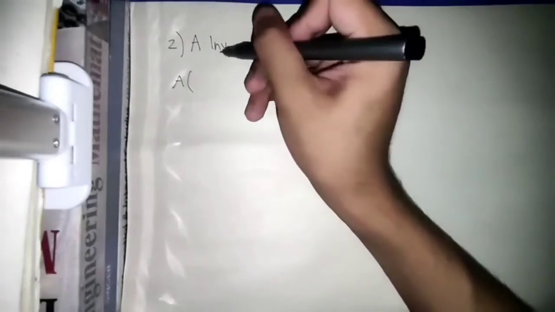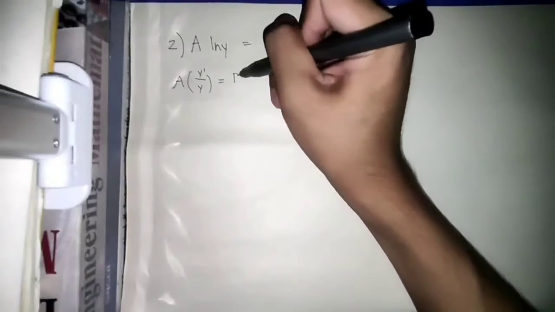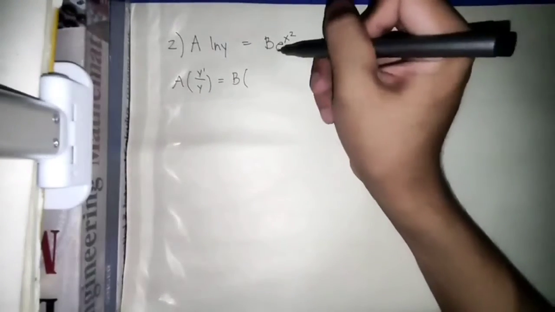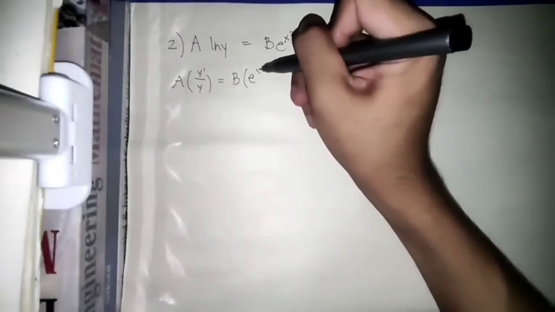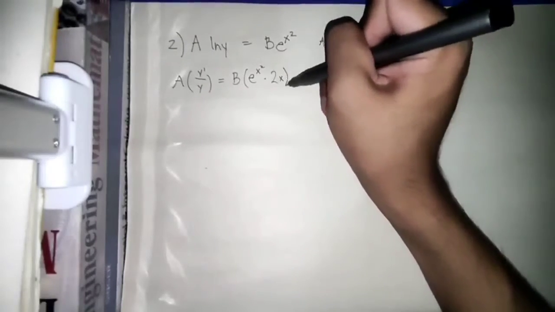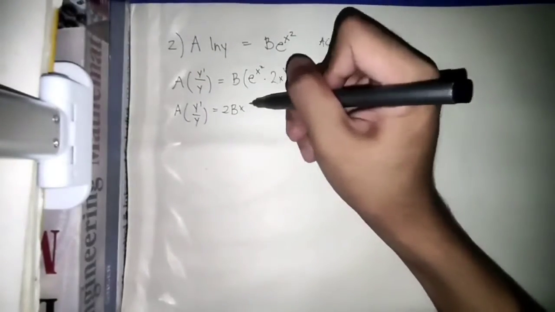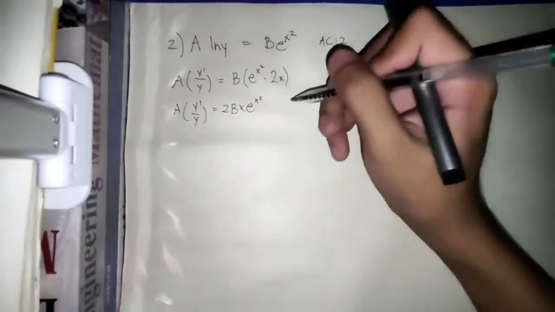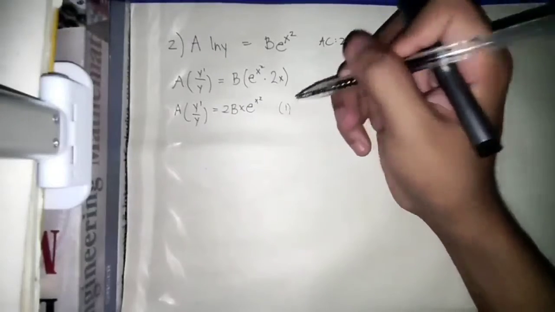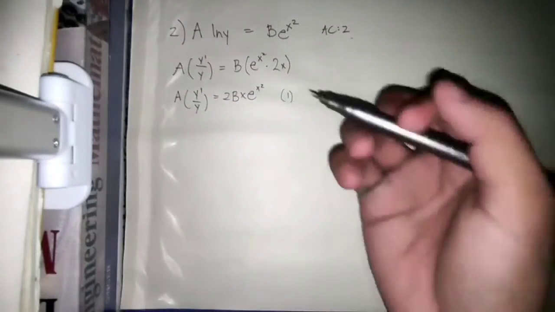We have a as constant times the derivative of ln of y, which is y prime over y, equals b as constant times the derivative of e raised to x squared, which is e raised to x squared times the derivative of x squared, which is 2x. By simplifying, now let's label this new equation as equation 1. Now let's proceed to finding the second derivative.